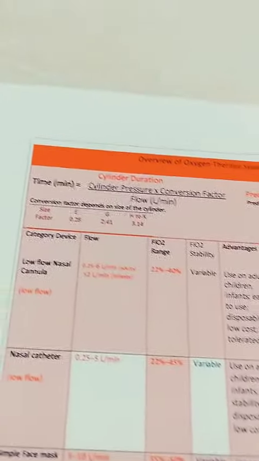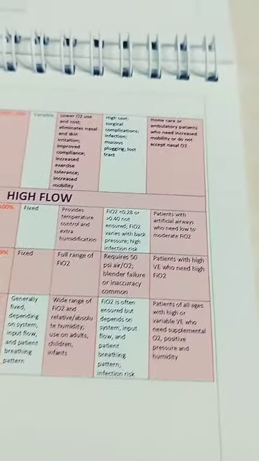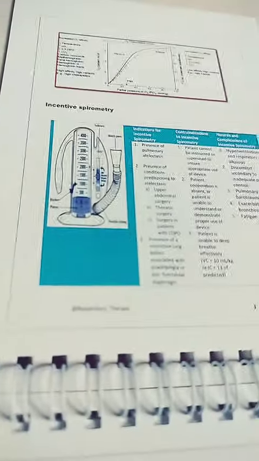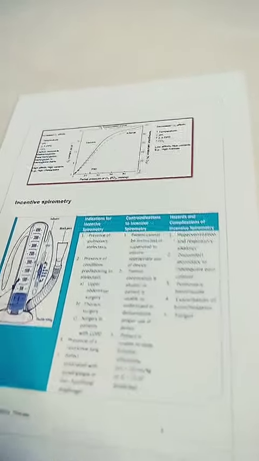On the first and second pages is the most important information related to the high and low oxygen therapy system, the method of calculating the oxygen consumption in the cylinder, and the most appropriate time for use. On the third page, the oxygen dissociation curve, incentive spirometry, and indications and contraindications.